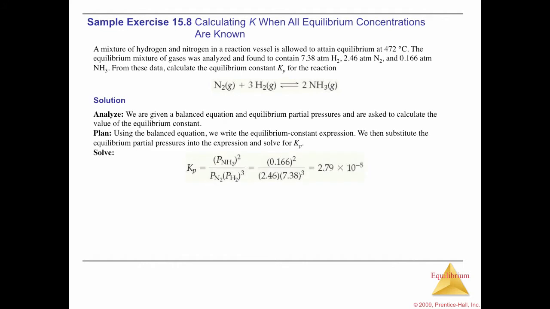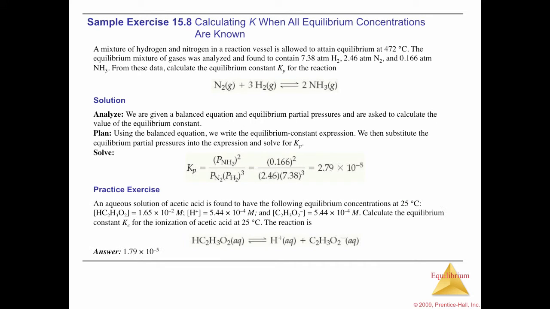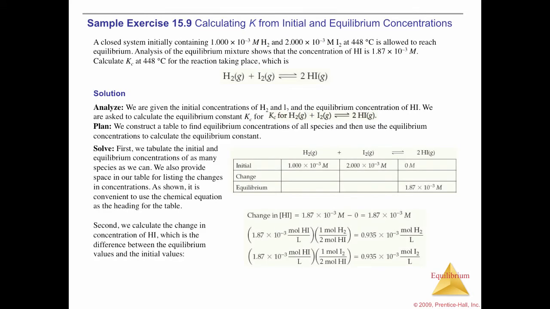All we have to do is use the balanced equation and write the equilibrium constant expression, products over reactants. We substitute the equilibrium partial pressures into the expression, and we solve for K sub P. Do the practice exercise. Sample exercise 15.9, calculating the equilibrium constant from initial and equilibrium concentrations.